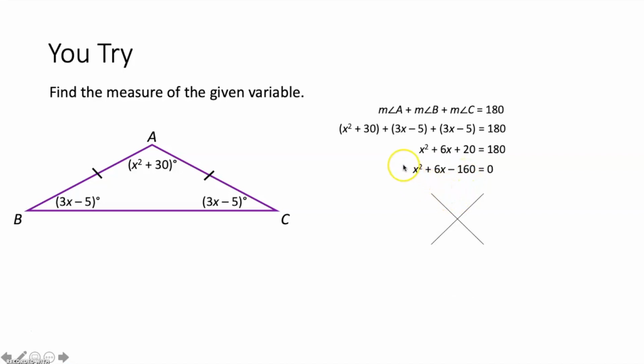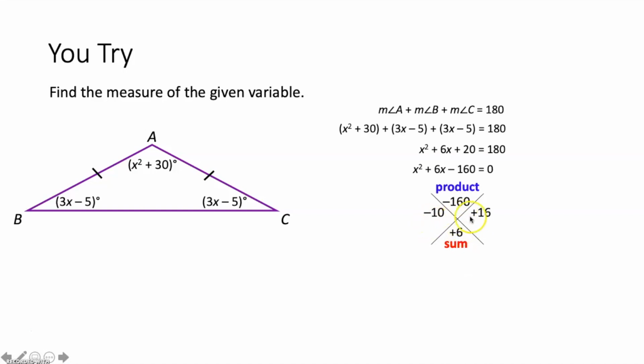In the magic x, I take my a value times my c value. So 1 times negative 160, and I put that on top. My b value, positive 6, goes on the bottom. I then think about two numbers that multiply together to make negative 160 and add together to make positive 6, which would be negative 10 and positive 16.